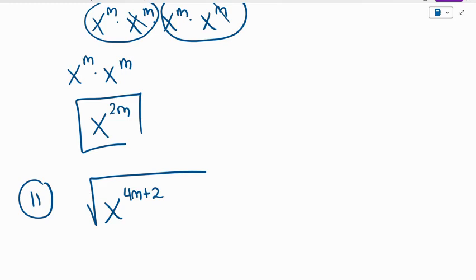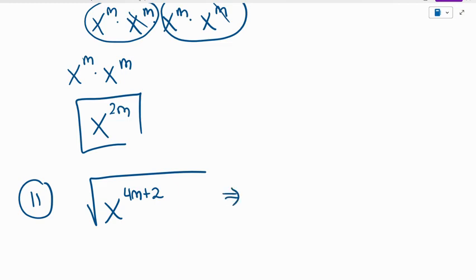Okay, big thing we have to realize here. So right now, this is x raised to the 4m. Wait, sorry. This is x to the 4m plus 2. This plus 2 is in your exponent. Is it down inside the radical? No, it is in your exponent.